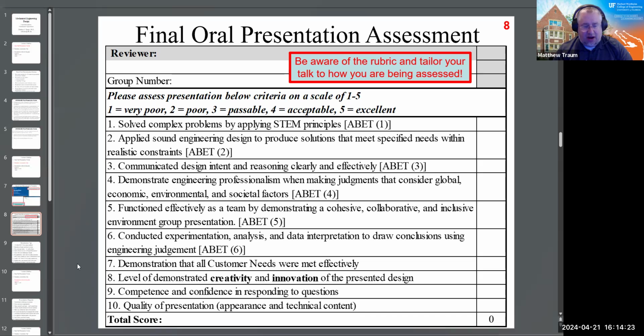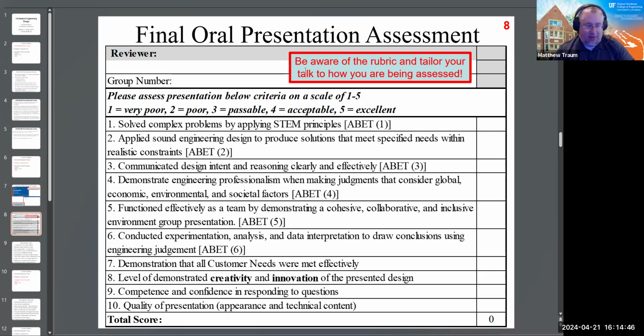Number 9 is confidence and competence in responding to questions. That's during the Q&A period. And then finally, number 10 is the quality of the presentation. Does it look well put together? Is the technical content sound? So just be aware that everybody who's a panelist is going to be evaluating you on these 10 points, and so tailor your presentation accordingly.